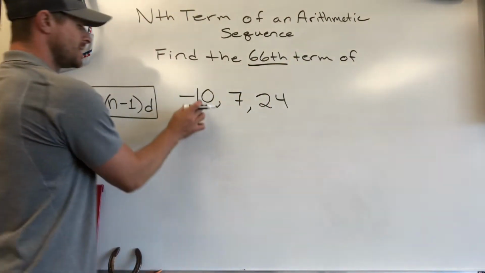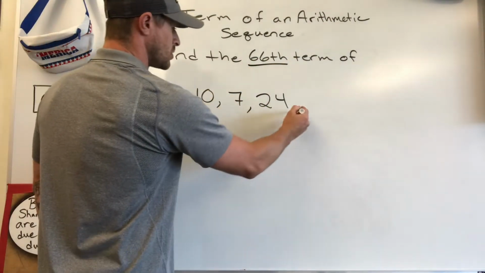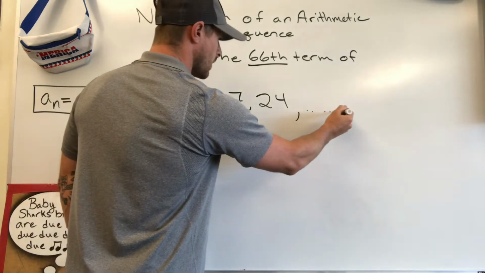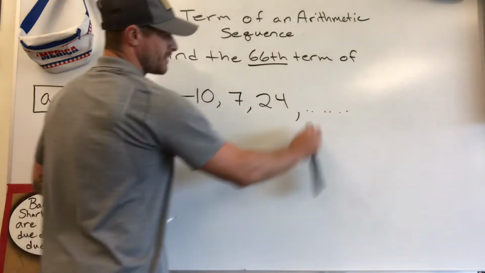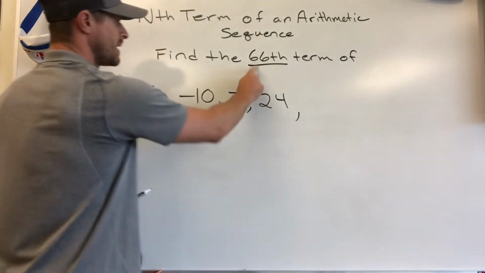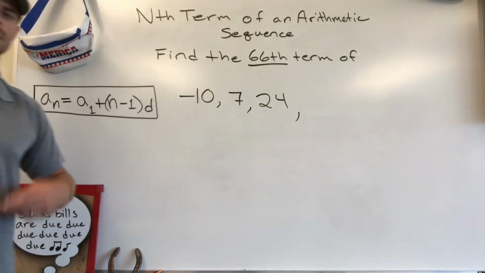So instead of saying negative 10, 7, 24 and then just going number after number after number and writing them all out, nobody's going to spend their time sitting down and writing 66 terms out. So what we have is a formula.